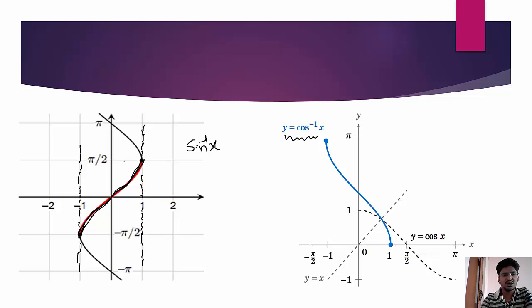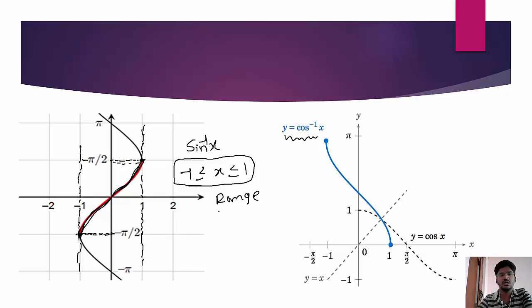From this graph, what we understand is that it is defined in between pi by 2 and minus pi by 2. That means sine inverse x is defined for x greater than or equal to minus 1 and less than or equal to plus 1. This is the domain, and the range is minus pi by 2 to plus pi by 2.